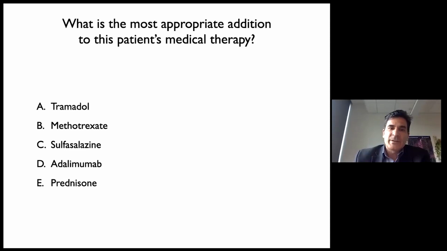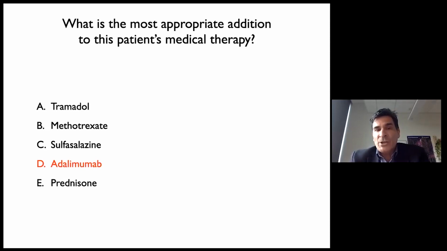And the correct answer is D, adalimumab, which is a TNF inhibitor. And that would be the next step in treating this patient. Ankylosing spondylitis is an inflammatory disease and therefore requires treatment with anti-inflammatory medication and not pain medications such as tramadol. Interestingly, a number of medications that are used to treat peripheral arthritis, in particular rheumatoid arthritis, are not effective in axial spondyloarthritis or AS, and that includes methotrexate, sulfasalazine, and also prednisone.